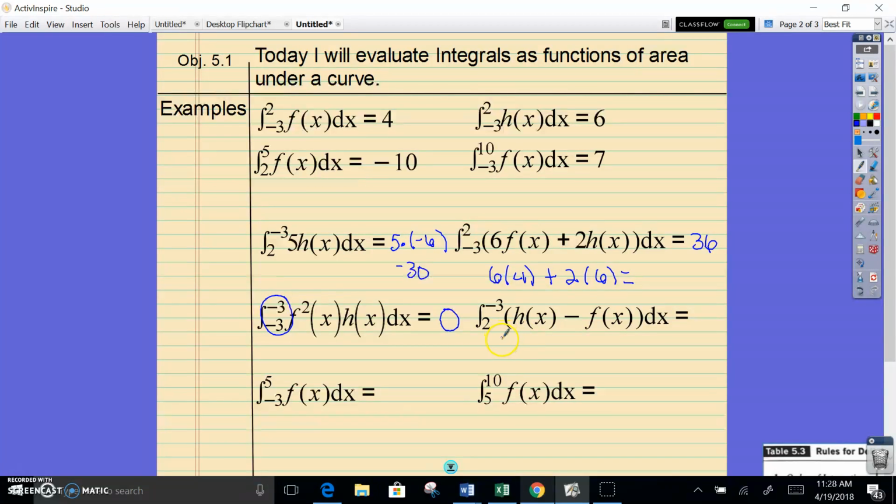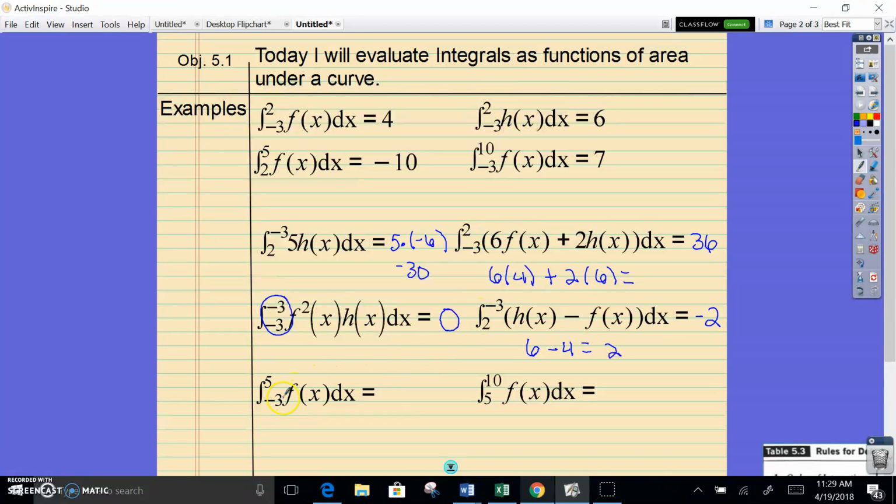Now we're going to go from 2 to negative 3 of h of x minus f of x. Well, I really don't have information from 2 to negative 3. I have information from negative 3 to 2. So what I'm going to do is treat it as if it were negative 3 to 2, and then just change the sign at the end. So for h of x, I have 6. For f of x, I have 4. So that gives me 2, but remember, we're going to switch the sign. So the answer is actually negative 2 because of that switch in boundaries.